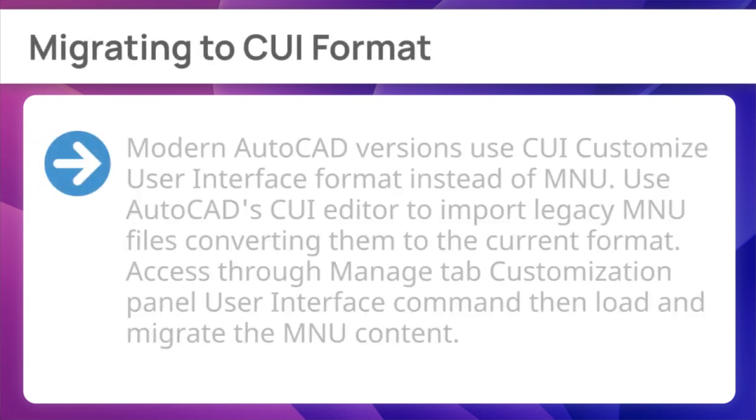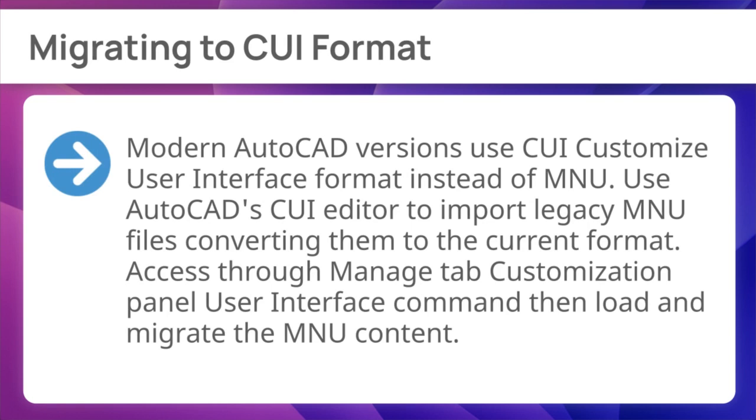Save the workspace configuration to preserve menu customizations across sessions. Next, migrating to CUI format. Modern AutoCAD versions use CUI, Customized User Interface format, instead of MNU. Use AutoCAD's CUI editor to import legacy MNU files, converting them to the current format. Access through Manage tab, Customization panel, User Interface command, then load and migrate the MNU content.